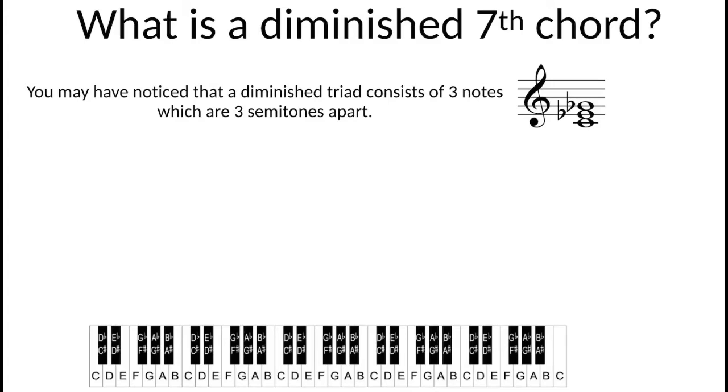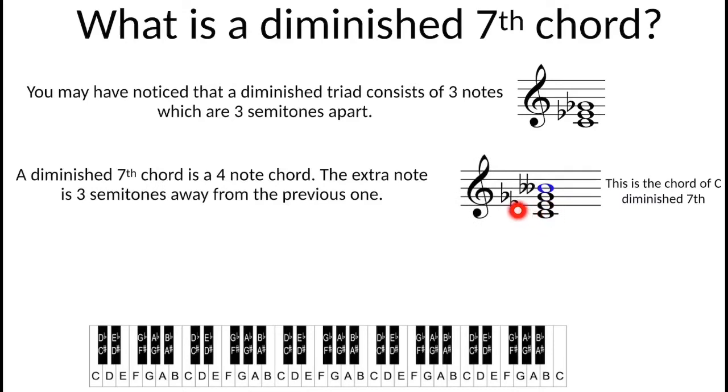You may notice that a diminished triad consists of 3 notes which are 3 semitones apart. So between C and E flat, 3 semitones. Between E flat and G flat, 3 semitones. If we want to make a diminished seventh, a 4-note chord, we carry on with that process and we add a 4th note which is 3 semitones away from the previous one.